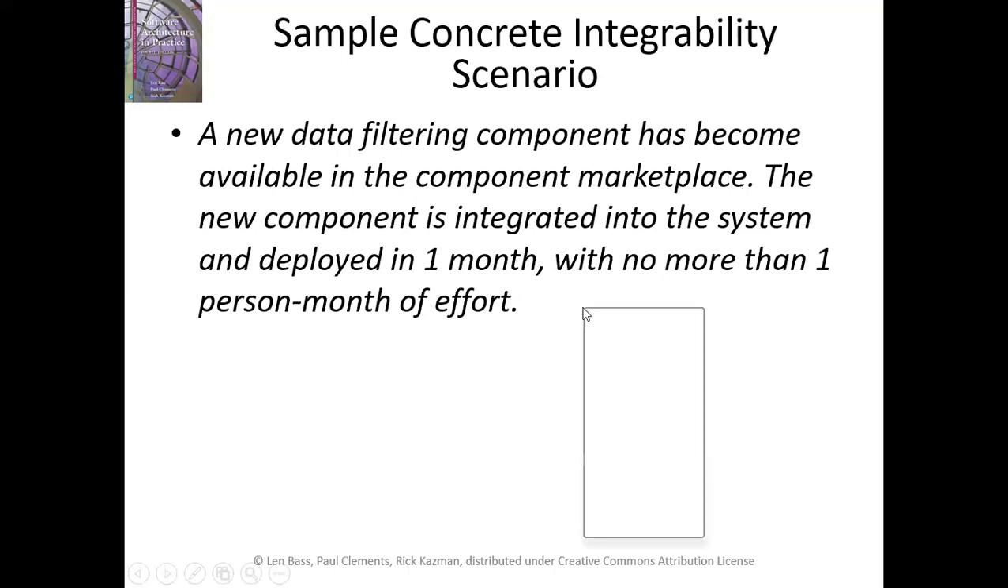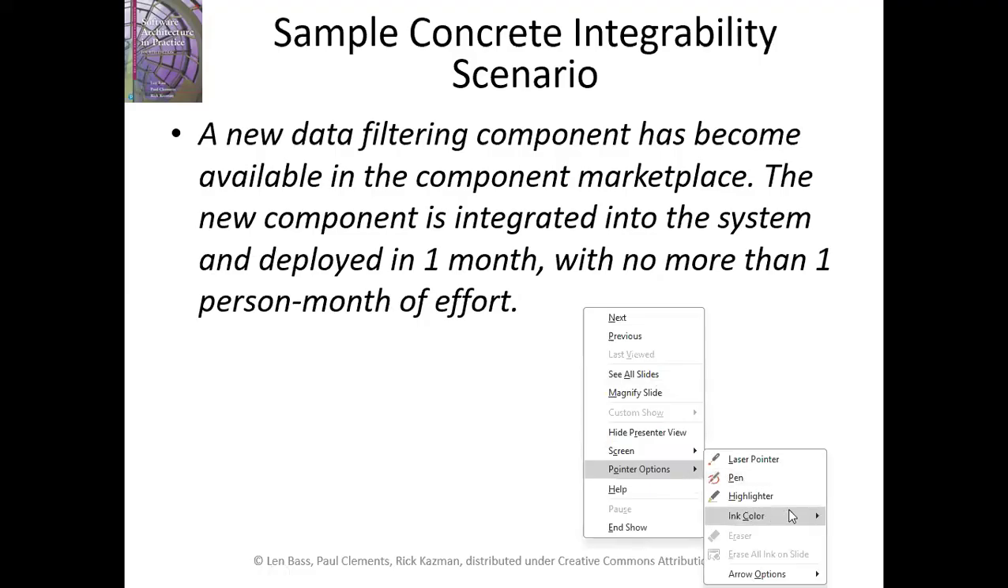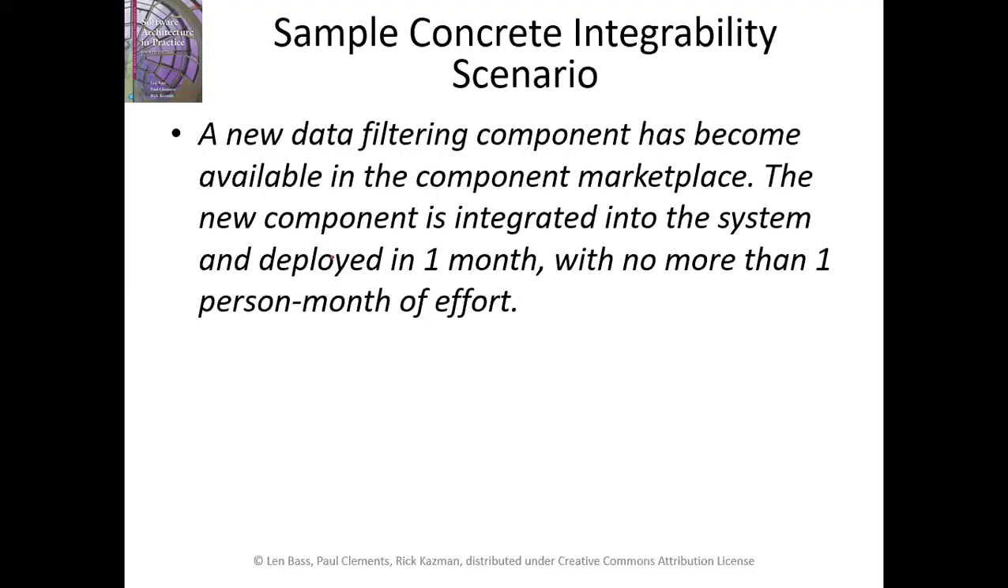We were talking about a system that just got a new component in the component marketplace. Okay, so we have a new data filtering component that just became available in the component marketplace. The new component is integrated into the system and deployed in 1 month. So we do a deployment, and this takes a time of 1 month with no more than one person month effort. So actually, we are expecting one person to work on it in 1 month. So that is one person month. So this we can convert to a concrete scenario diagram.